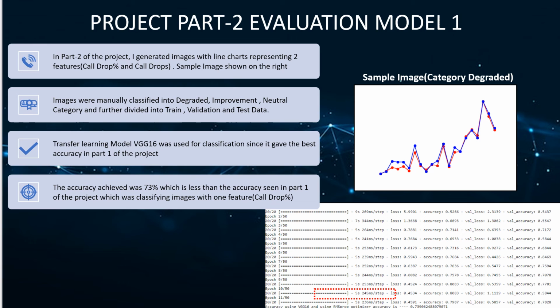I used the VGG16 model because it gave me the best accuracy in part one of the project, but when I applied this VGG16 model in the second part of the project, I could only get an accuracy of 73%, which is less than what I saw in the first part of the project.